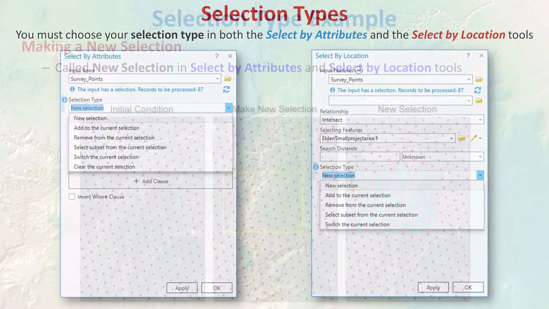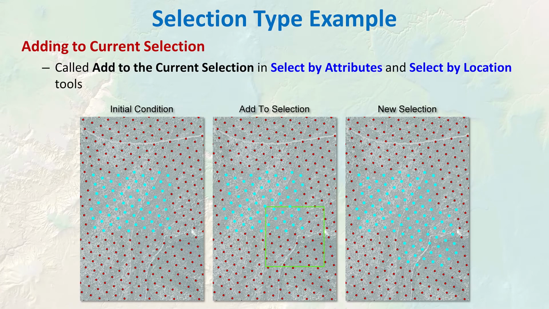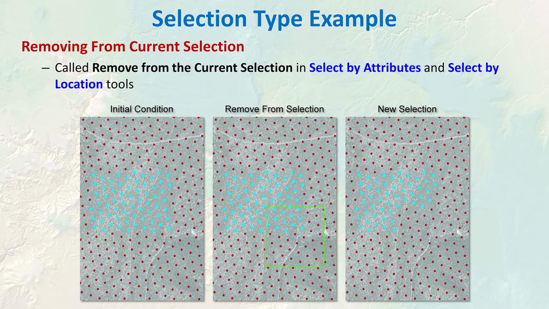Now, starting off, making a new selection. This will first clear out any currently existing selection. It wipes the slate clean. The new set of selected features will therefore be completely unrelated to any selection that may have existed previously. Adding to a current selection will leave your current selection, if there is any, unchanged, and then it just adds any newly selected features. Removing from the current selection will only affect currently selected features, and if any features in your selection area are currently selected, then they will become unselected. If they're not currently selected, then they will stay unselected.